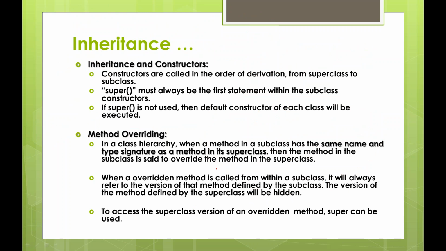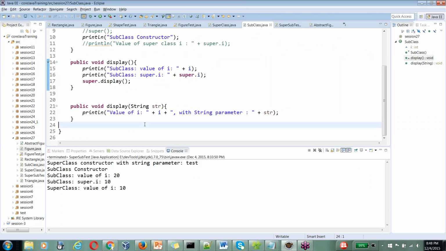Whenever you call an overridden method inside your subclass, it always refers to the method that is defined inside your subclass.